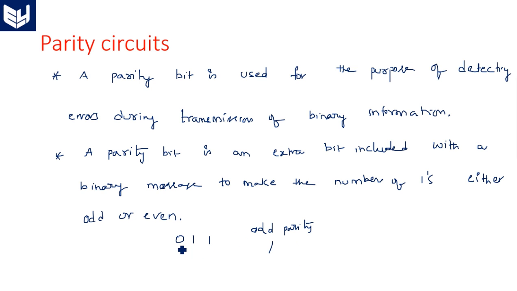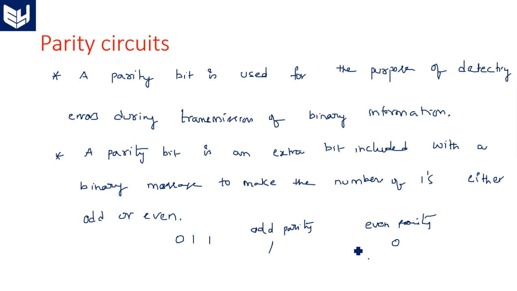Then how many ones are there? 3. So 3 is an odd number. Suppose it is even parity, then the bit is 0. So 0, 1, 1, 0. Then the total message is 4 bits, out of which 1 bit is the parity bit. After adding this parity bit, the entire message should consist of an even number of ones. That is the meaning of odd parity and even parity.